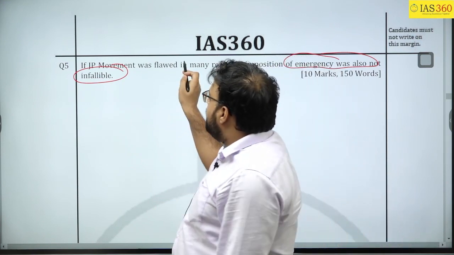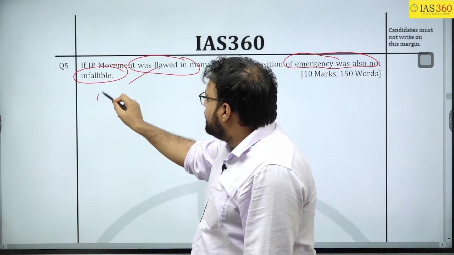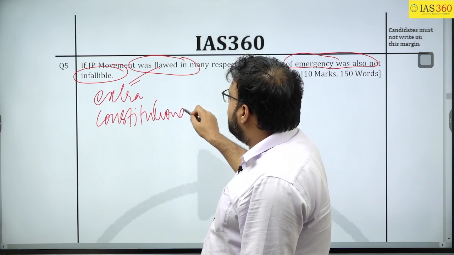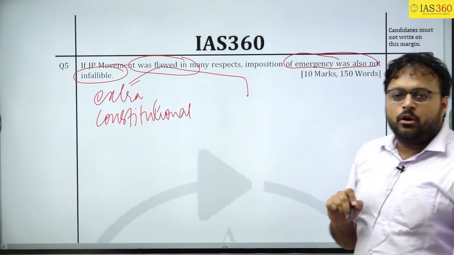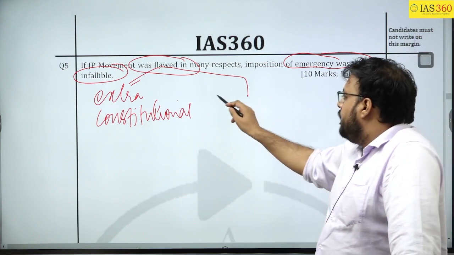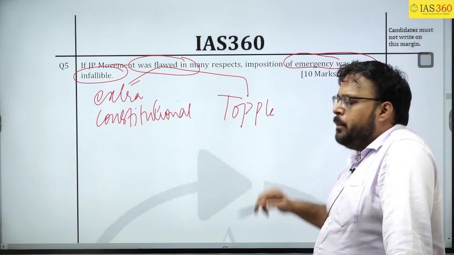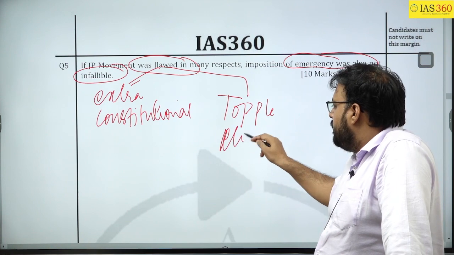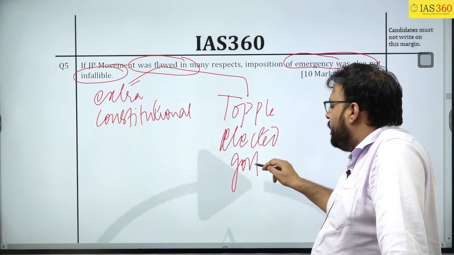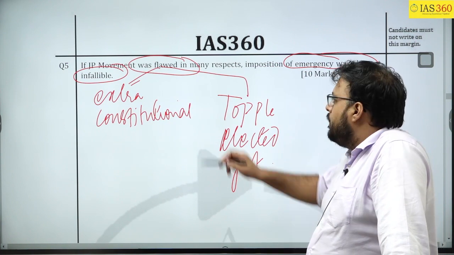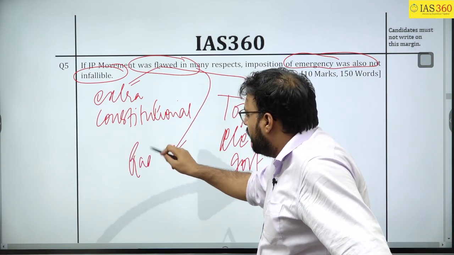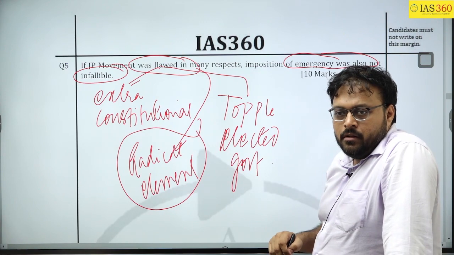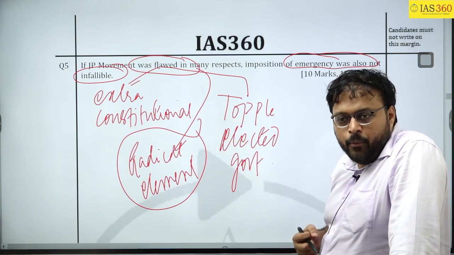Now, how the JP movement is flawed, then you can talk about his extra constitutional measures, that he is saying the constitution is nothing, and inciting the army and the police not to obey the elected government. Second, maybe there was a problem with the Indira Gandhi government, but you are trying to topple the directly elected government, then it is flawed. Then he has brought radical elements together from the different communities. He has tried to give the communal figure to this movement.